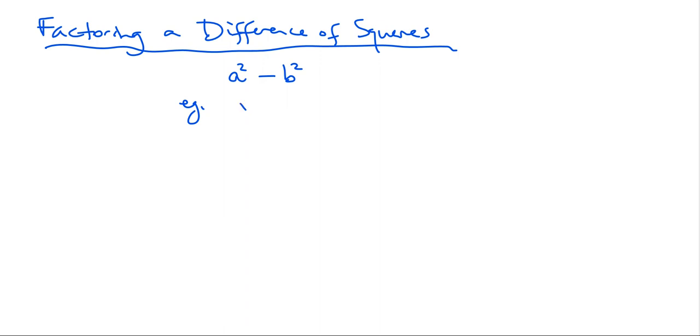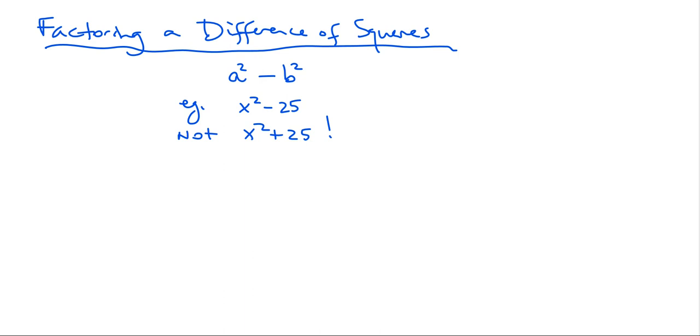Or we could also pick x squared minus 25. Okay, x squared is the square of x, and 25 is the square of 5. So that's a difference of squares. Not x squared plus 25, because that's a sum of squares. All right, so it's only a difference of squares.